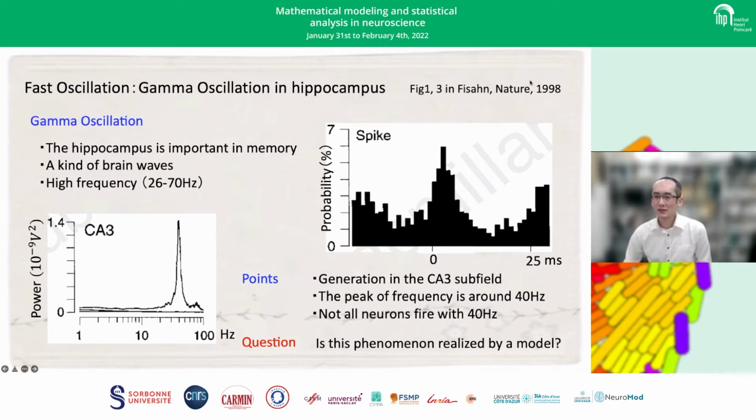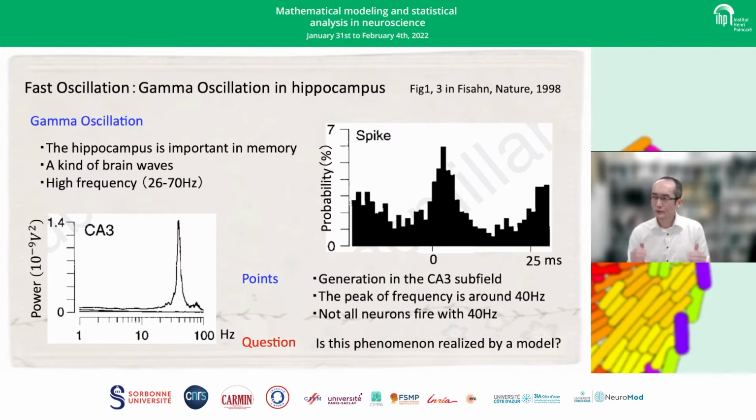In this research, they show some experimental results. They observe the gamma oscillation, like in this figure. This is a power spectrum in the brain of a mouse. The subfield called CA3 of the hippocampus has this typical oscillation. The peak is attained around 40 hertz. This is called gamma oscillation.